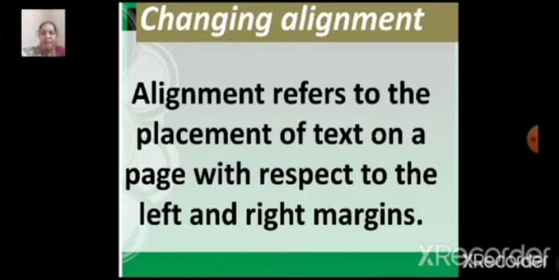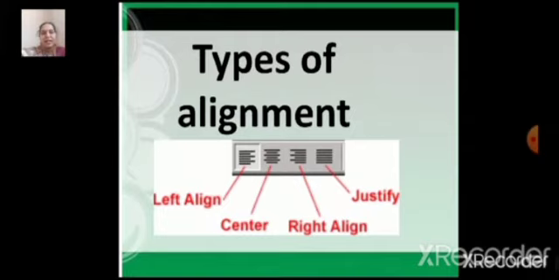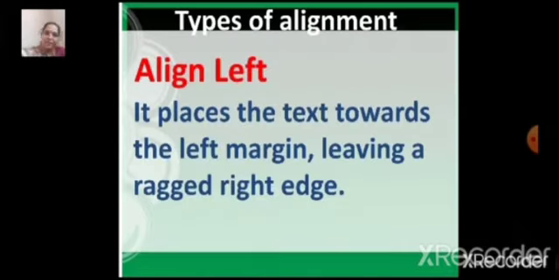Alignment refers to the placement of text on a page with respect to the left and right margins. In MS Word, we have 4 types of alignment: left align, center, right align and justify. Here you can see the picture of how the icons look on the MS Word ribbon. Let us learn about each of these alignments in detail.